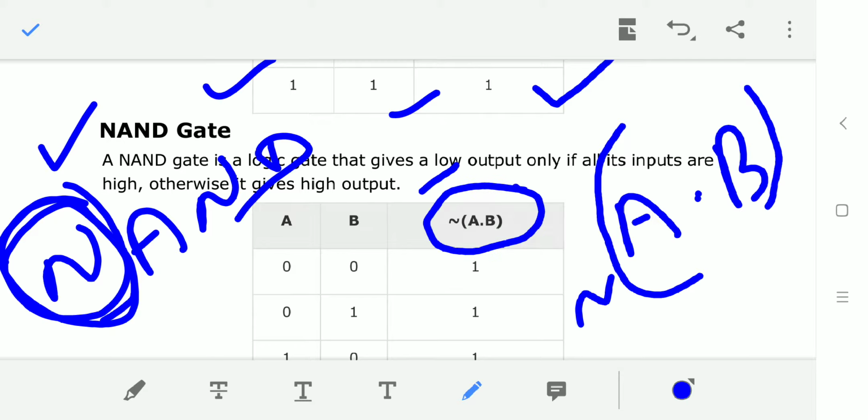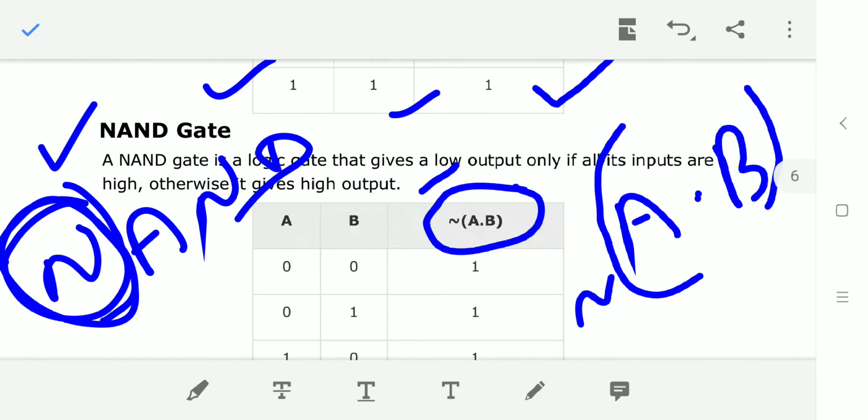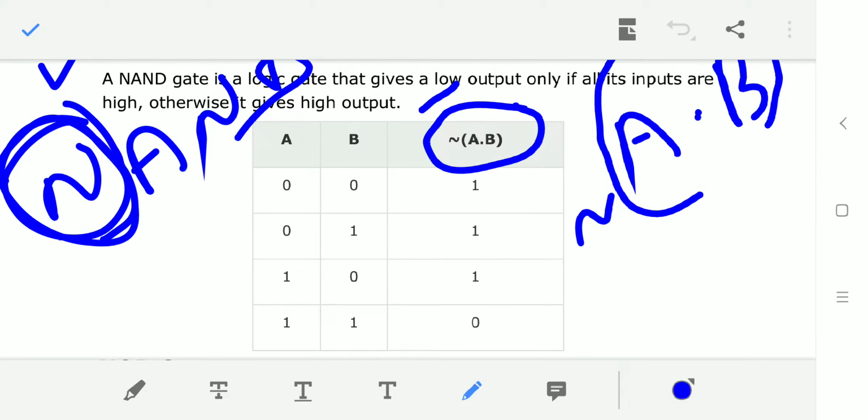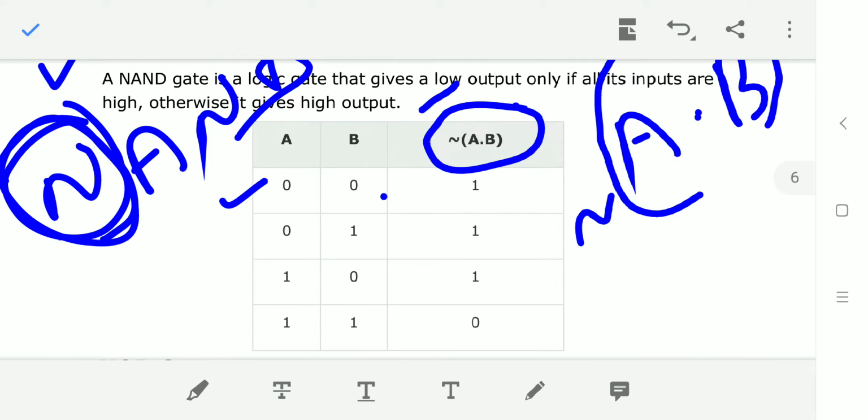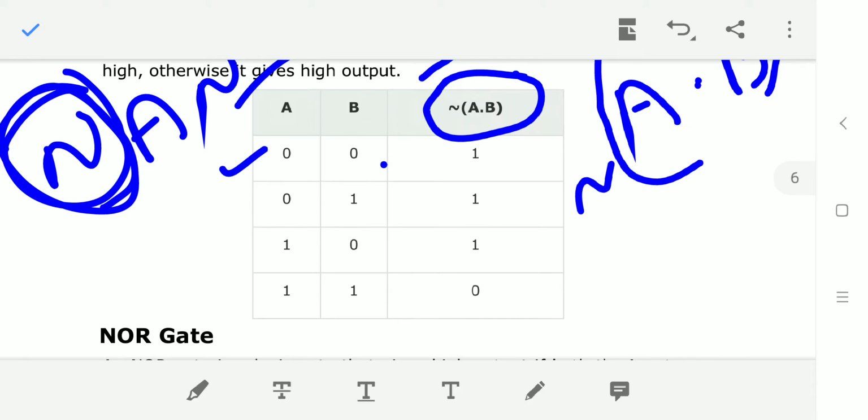The value of A is 0, B is 0, then A and B is 0, and the outside NOT has been applied on this, so then it will be 1. This is the next step you can learn in this.